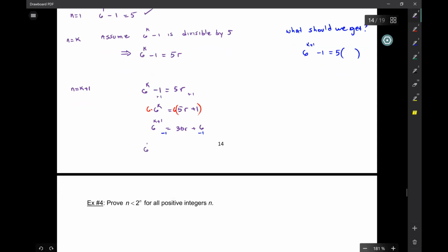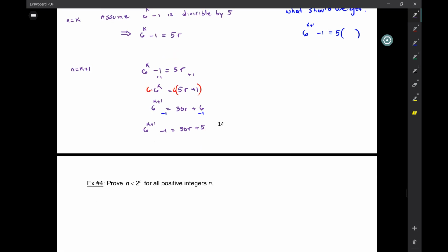So now I have 6 to the power of k plus 1 minus 1. Look, I already have my left-hand side. Do you see that? Equals 30r plus 5. You can take out a 5. So 6 to the k plus 1 minus 1 is equal to, take out a 5, 6r plus 1. And look at that. That's what I wanted. I wanted 6 to the k plus 1 minus 1 to equal 5 times some stuff. And so now I proved that it's divisible by 5.